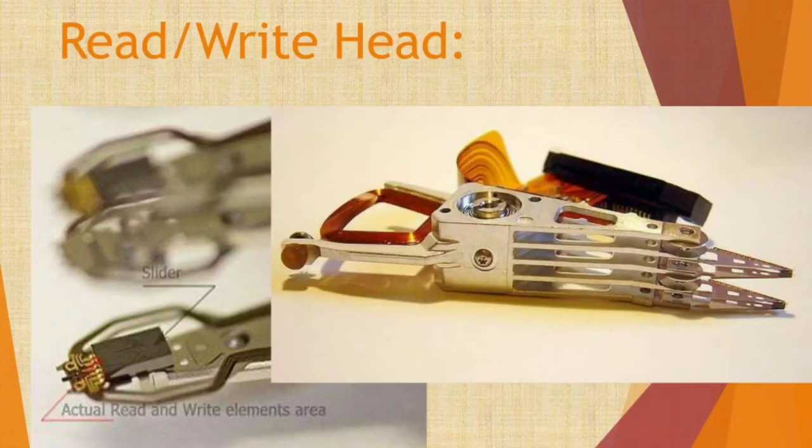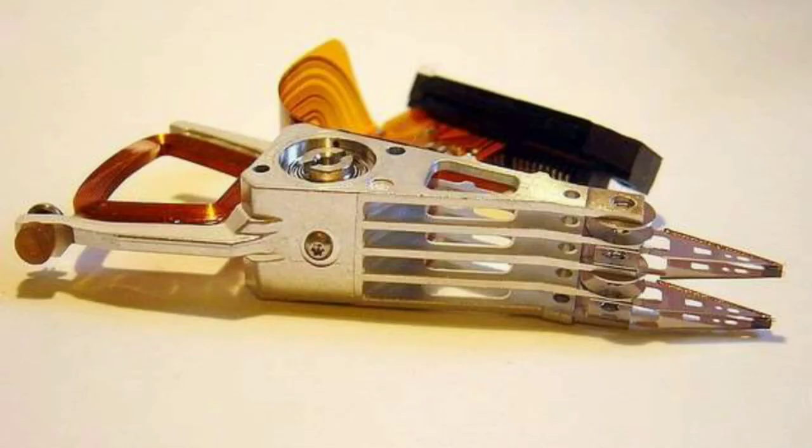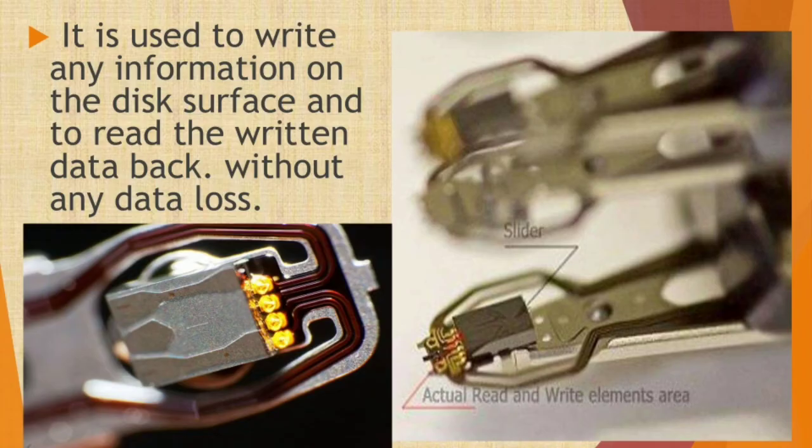The next part of this session is the read-write head of our hard disk. You can see in this picture this is the head arm. At the tip of this head arm our read-write head is mounted, as you can closely see in this picture. This is a very close picture of our read-write head. It is used to write any information on the disk surface and to read the written data back without any data loss.